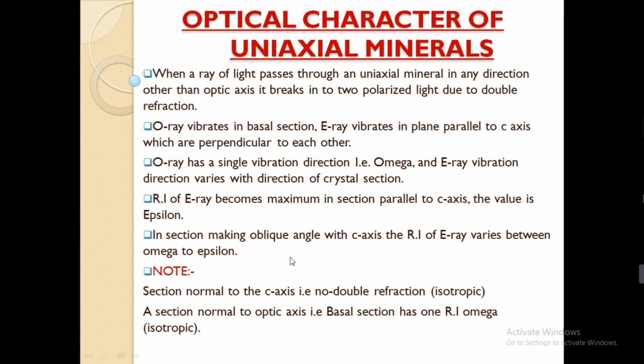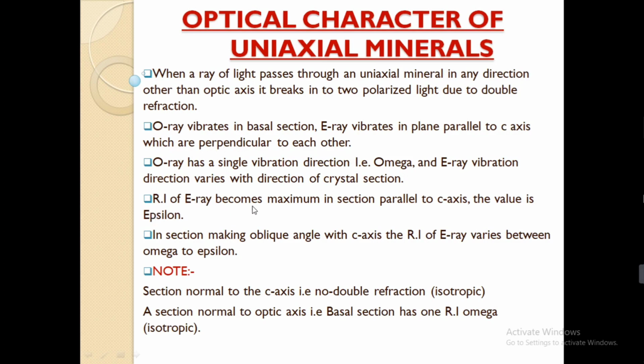Now we are going to discuss optical character of uniaxial mineral. When a ray of light passes through a uniaxial mineral in any direction other than the optic axis, it breaks into two polarized lights due to double refraction. O ray always vibrates in the basal section, E ray vibrates in a plane parallel to C axis, which are perpendicular to each other. O ray has a single vibration direction which is omega. E ray vibration direction varies with direction of crystal section.